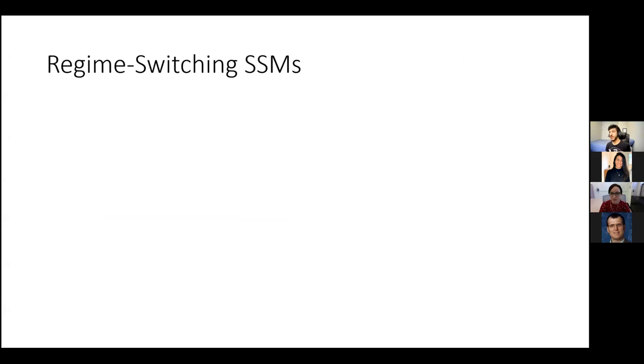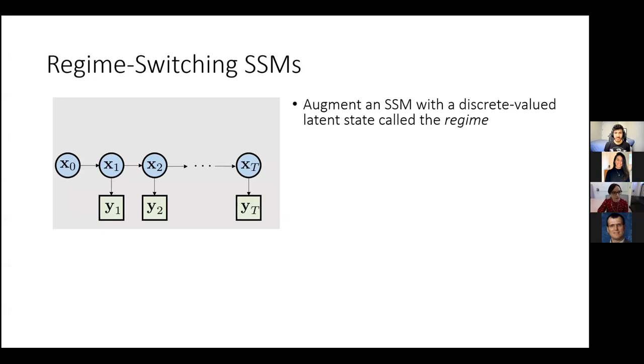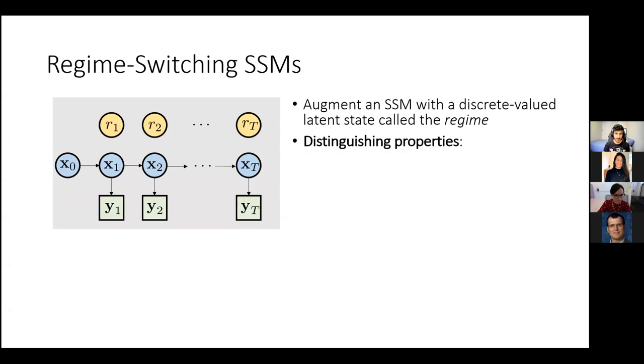This brings us to the main contribution of the paper, which is the quote unquote regime switching state space model. In order to easily explain it, I'm going to build off the previous model we had. Recall that we had the states X and the data Y. What we do is we augment the state space model with a discrete valued parameter called the regime, and it's a state. The yellow circles denoted R1 to RT are the regimes. And these are the distinguishing properties of this kind of model.